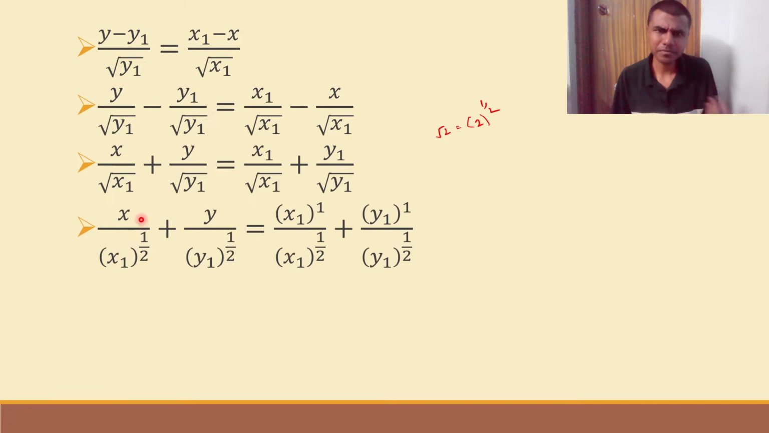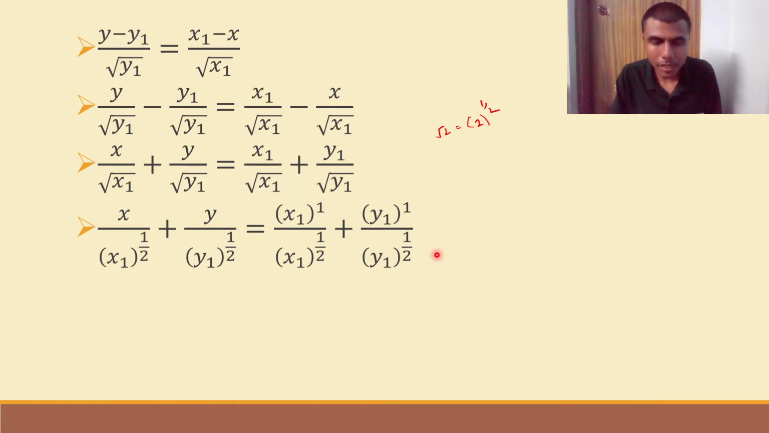So x by x1 to the power 1 by 2 plus y by y1 to the power 1 by 2 is equal to, now there is one thing to notice here. This x1, I wrote it as x1 to the power 1. Why did I do that? You will find it out. In the denominator it is x1 to the power 1 by 2, and here again y1 to the power 1, and y1 to the power 1 by 2.